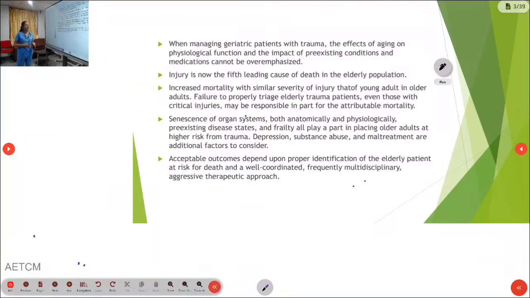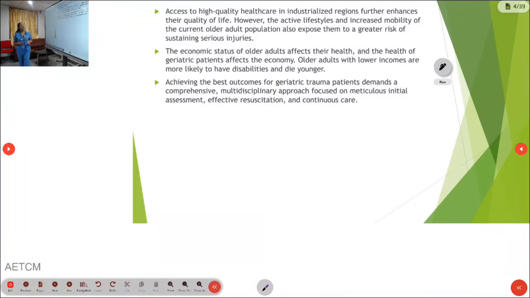Due to the senile nature of the patient, trauma that is normal for a young patient could be critical and life-threatening for an elderly patient. Access to higher quality health care in industrialized regions and an enhanced quality of life, that is, an increase in active lifestyle among the elderly, is currently causing greater risk of serious injury. The status of the patient also depends on the economy and health of the patient.